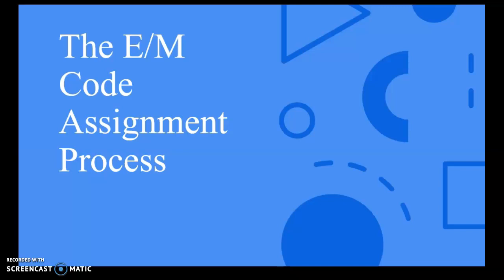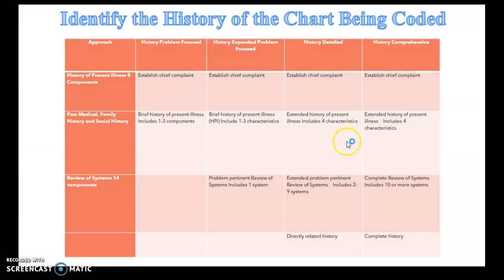This is the evaluation and management code assignment process. Here you have the chart, and this will help you to identify the history of the chart. So on the top here you have the approach, the problem-focused history, an extended problem-focused history, a detailed history, and a comprehensive history. On the left side you have the history of present illness, the past family, medical, and social history of the 14 components of the system.